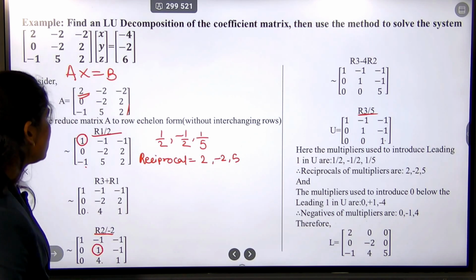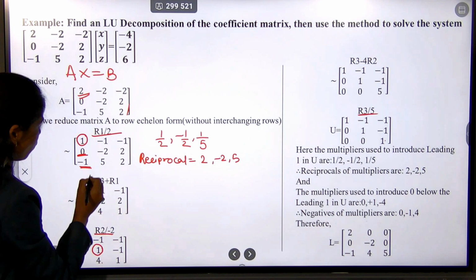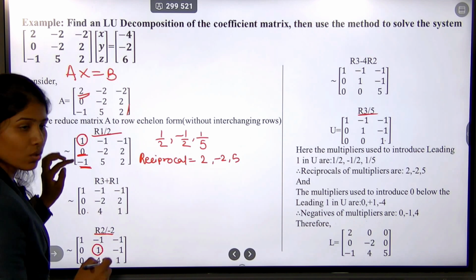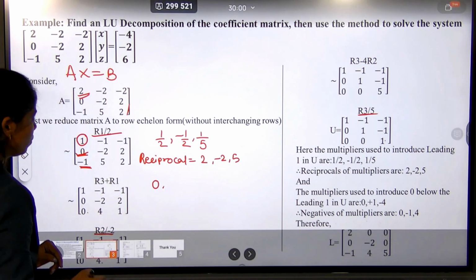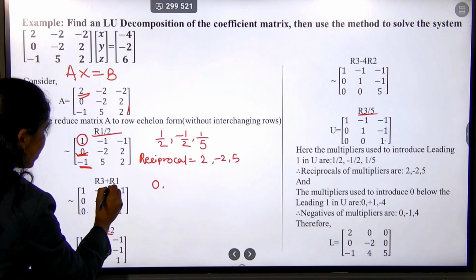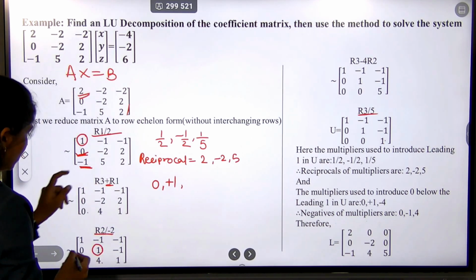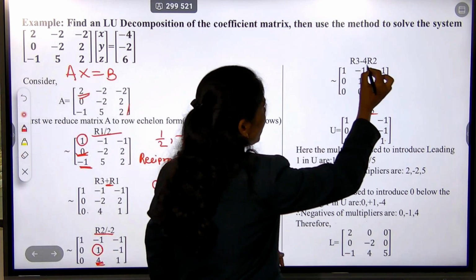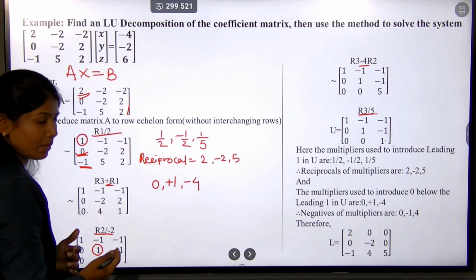Okay. Now next we have to focus on the multipliers we use to make 0 below the leading 1. For this 0 we did not perform any operation because it is already 0, so here we use multiplier 0. Then for making this minus 1 as 0, we use the multiplier plus 1. And for making this 4 as 0, we use the multiplier minus 4.